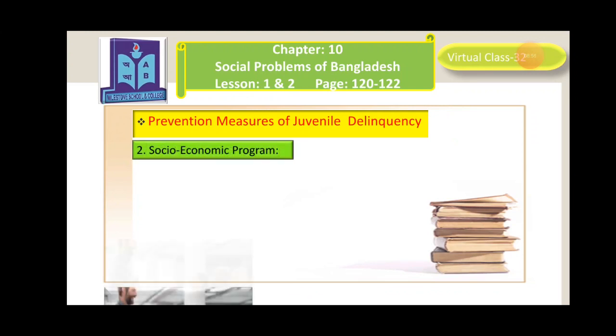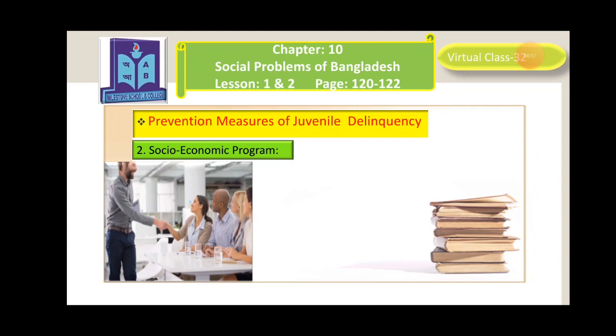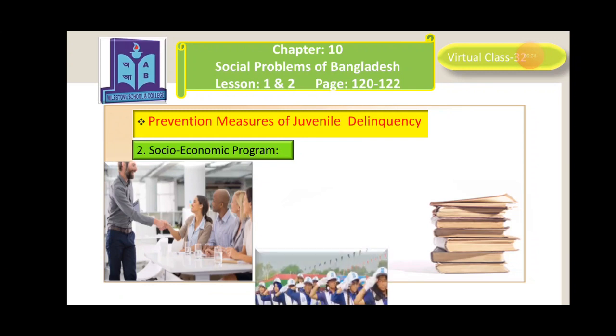Then, socio-economic programs. In our country, another main problem is unemployment. If the government and non-government organizations can confirm jobs or earning sources for the people, then they may lead a better life, and they can laugh like that person who got a new job and is laughing, and their boss also. So we should confirm this.